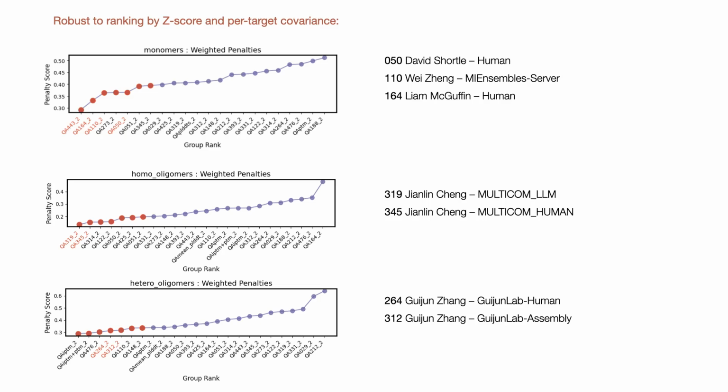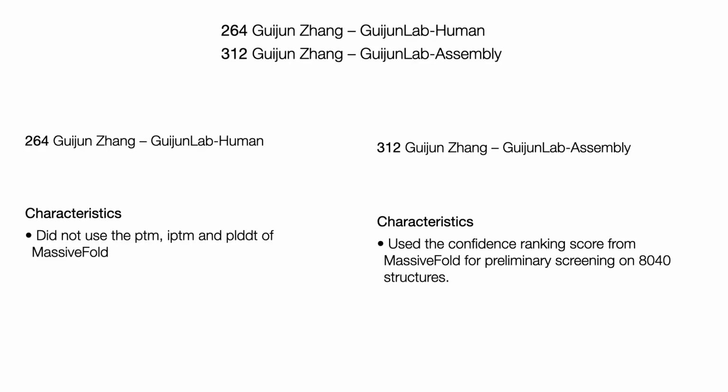So the final interesting observation here is that for the heteromers, of course I haven't highlighted these, but we have IPTM from AlphaFold, and that's the top ranking. But then we have 2 robust groups that are again from the same group, and they're from Guijun Zhang's lab. They're Guijun Lab Human and Guijun Lab Assembly.